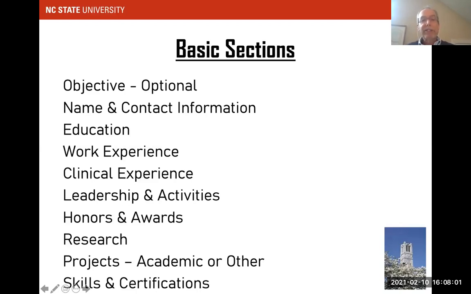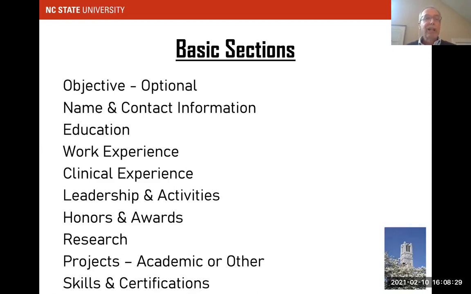So here are some basic sections to think about when you're doing a resume. And these are modified by everyone. There's not any one right way of doing it. So first of all, the objective. That is optional. Usually for a resume for a professional school like medical school, usually an objective is not used. It's more used when someone's going for a job.